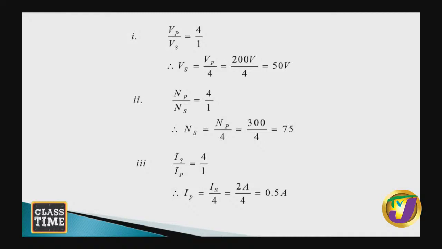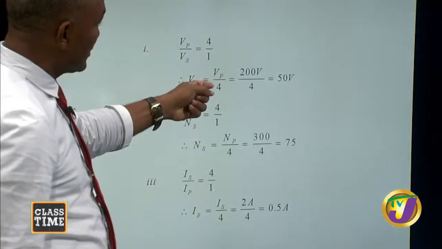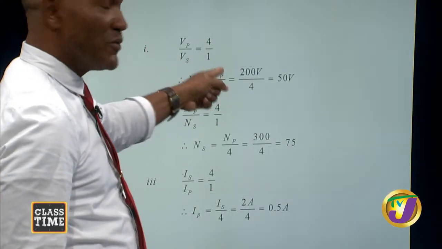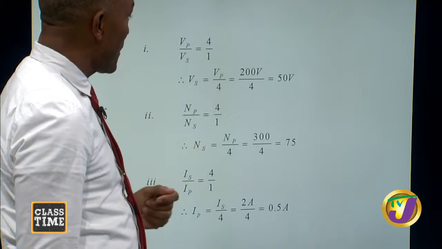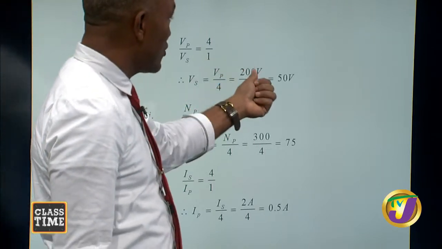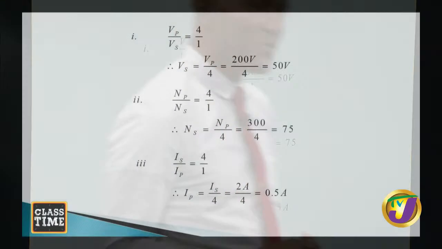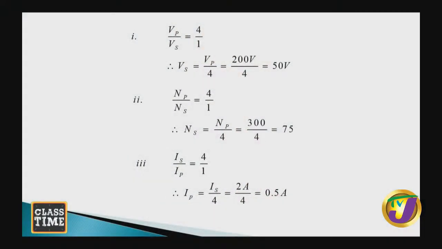What this is saying to you again is that your primary voltage is 4 times bigger than your secondary voltage, right? So to find your secondary voltage, all you have to do is divide your primary by 4. Why? Because it said it is 4 times bigger. So we move on. Therefore, Vs is Vp over 4, which is the voltage on the primary divided by 4. 200 divided by 4 gives me 50 volts. So the transformer is connected to 200 volts. It is giving out 50 volts.